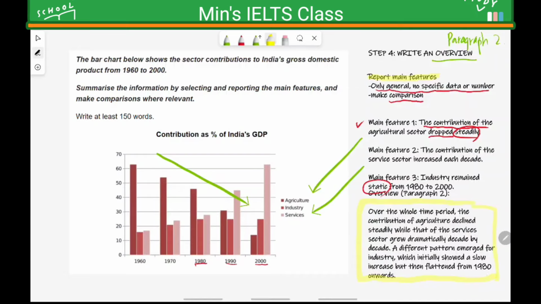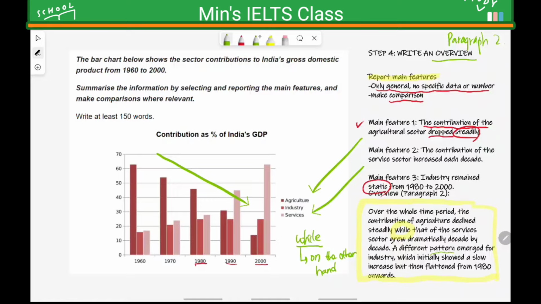Over the whole time period, the contribution of agriculture declined steadily, while, and this word is very important, while is a comparison. We can also say, on the other hand, that of the services sector grew dramatically decade by decade. A different pattern, okay? So we are talking about features, so trends, right? How something changed.